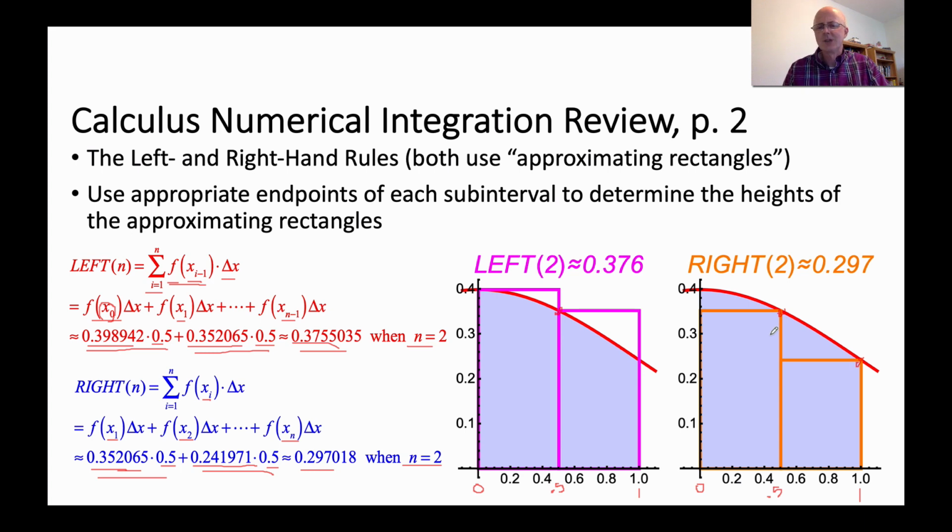Okay, so if the function is increasing, it gets reversed. You might want to take the time to draw that. If the function goes up and say is above the axis, you will see that the left-hand rule will be too small and the right-hand rule will be too big. That's good to remember. You may even want to pause the video and write those things down.